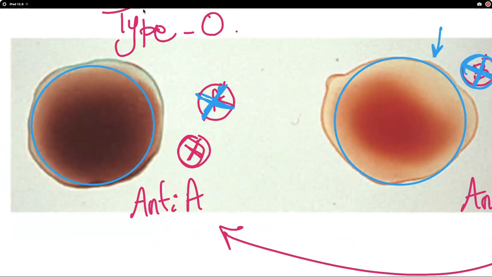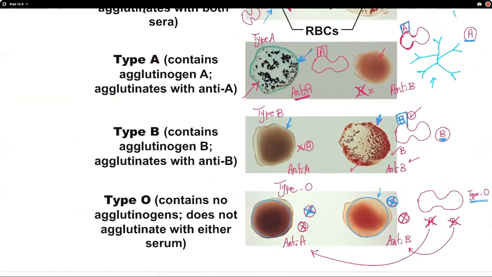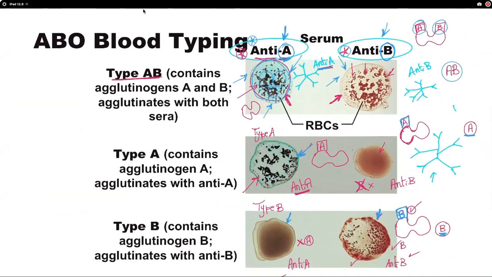This is a very, very, very important diagram. It's a 5 stars diagram. Just pay attention to where anti-A and anti-B are on the test, because I might be changing the position here just to test your knowledge.